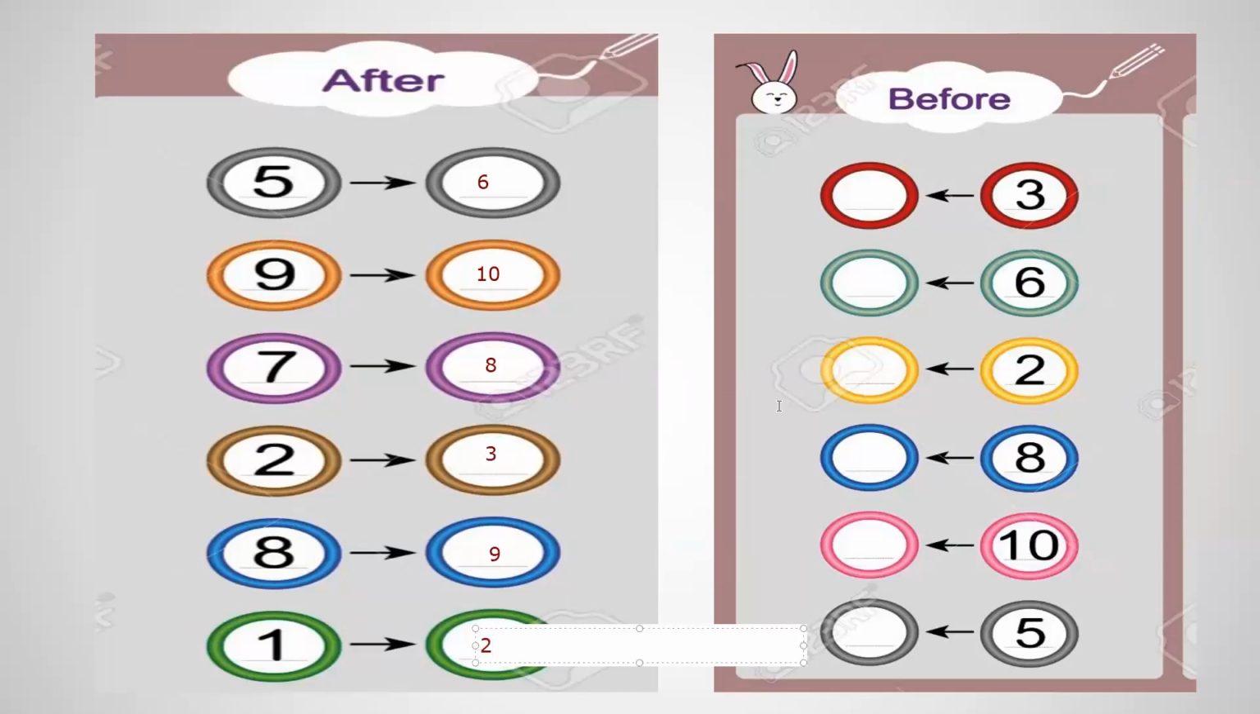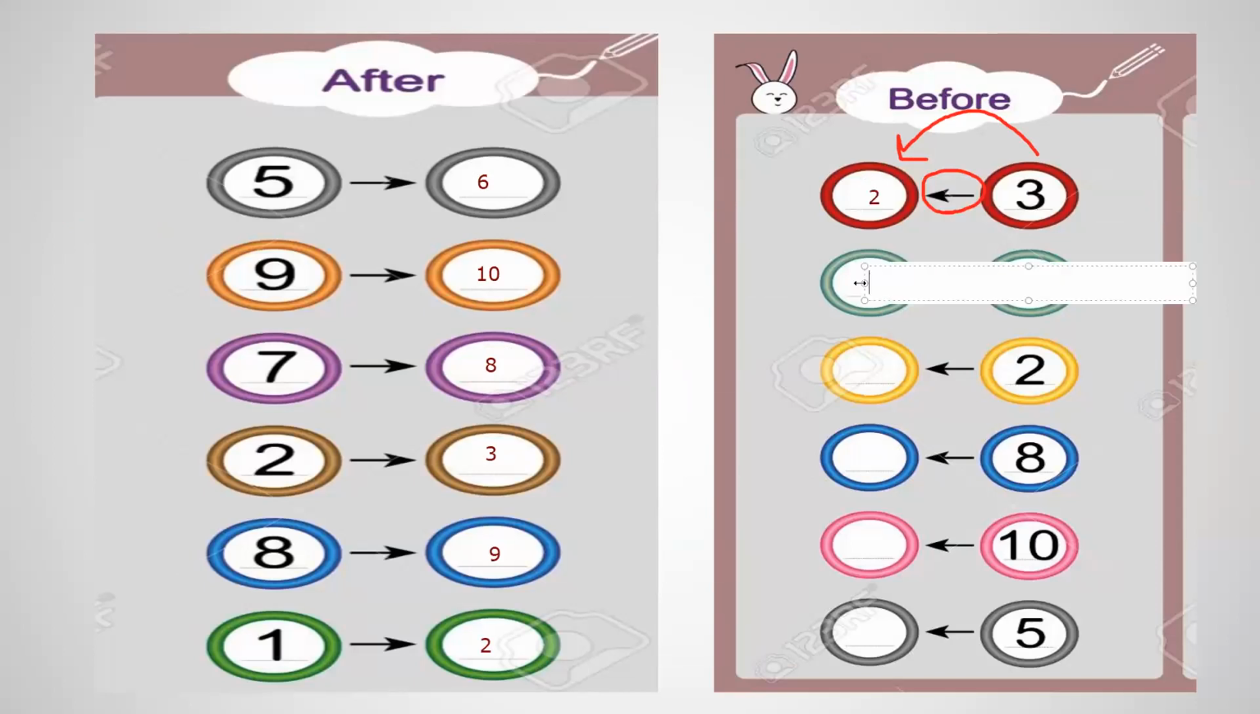What about the before? Again, before means I'm going to return back. Can you see the arrow? Yes, this arrow is returning back. So I'm going to jump back. Before 3, what comes before 3? Yes, it's 2.